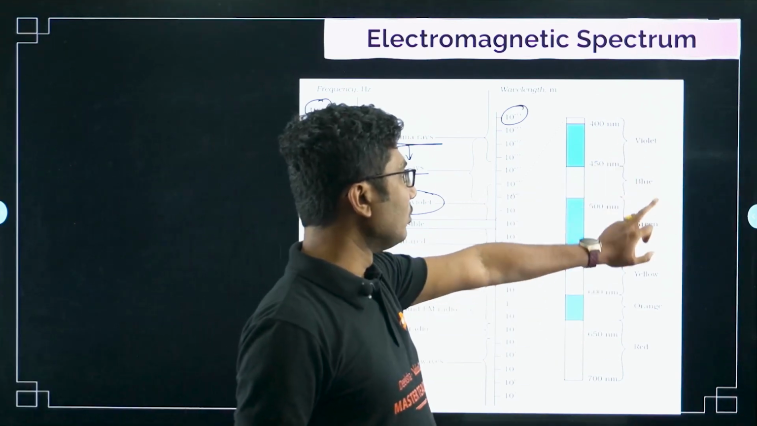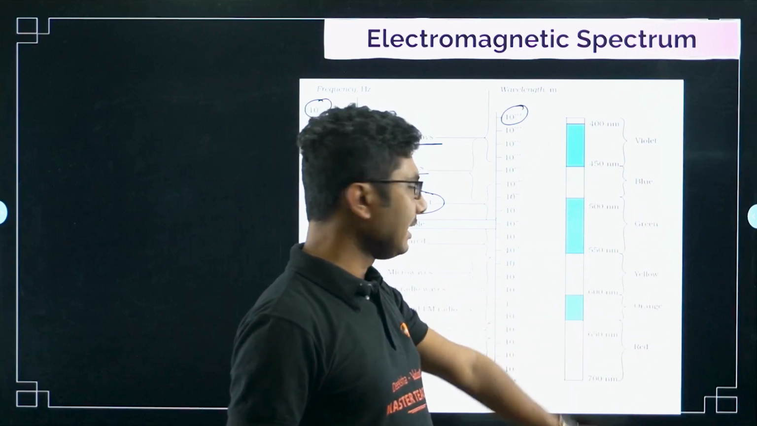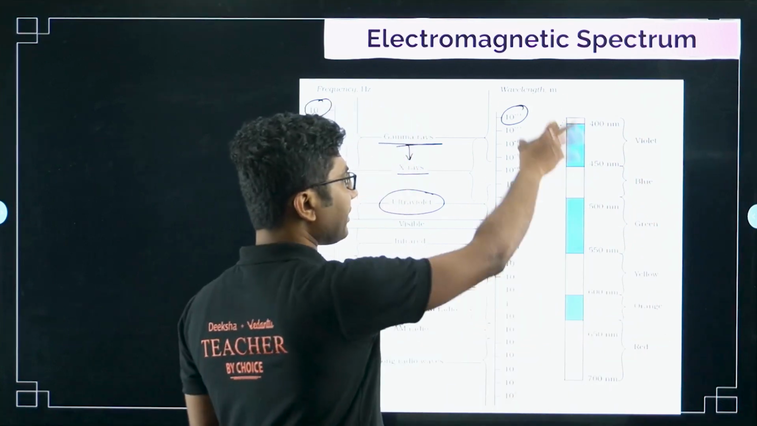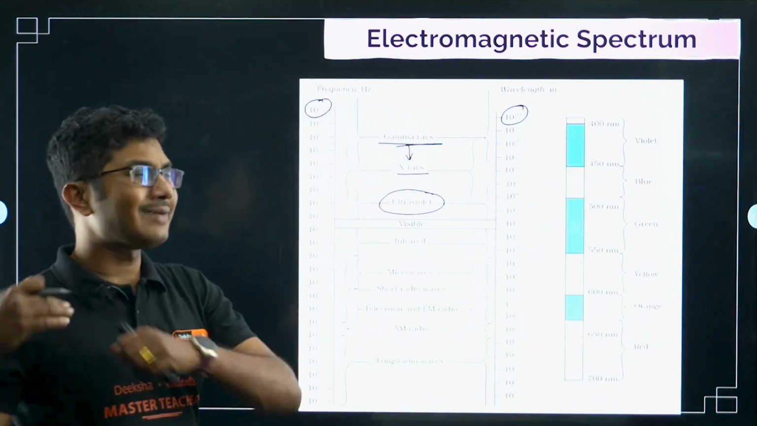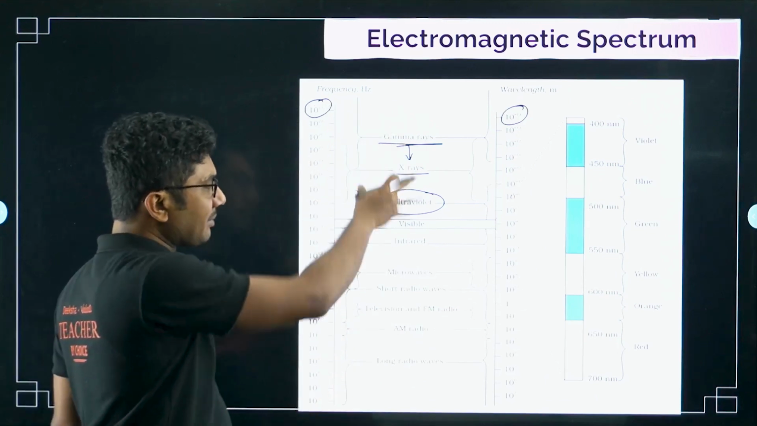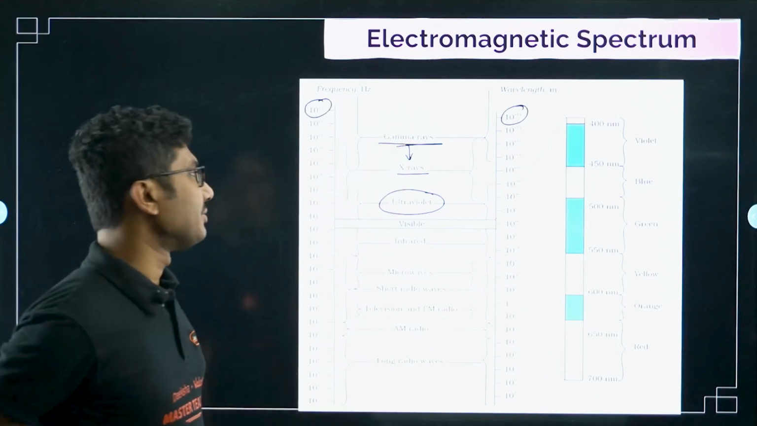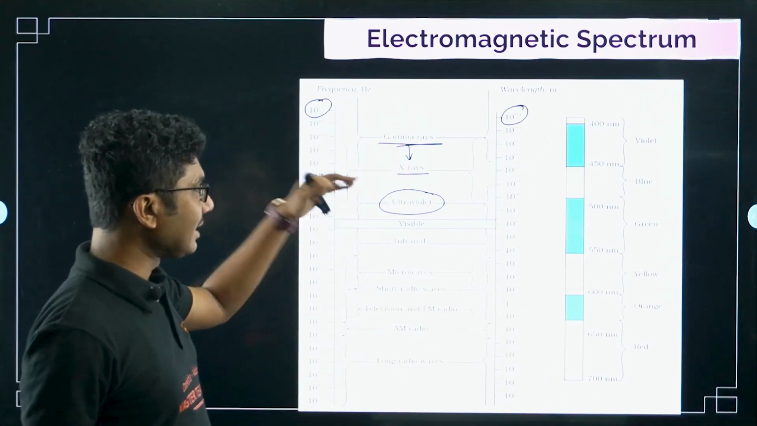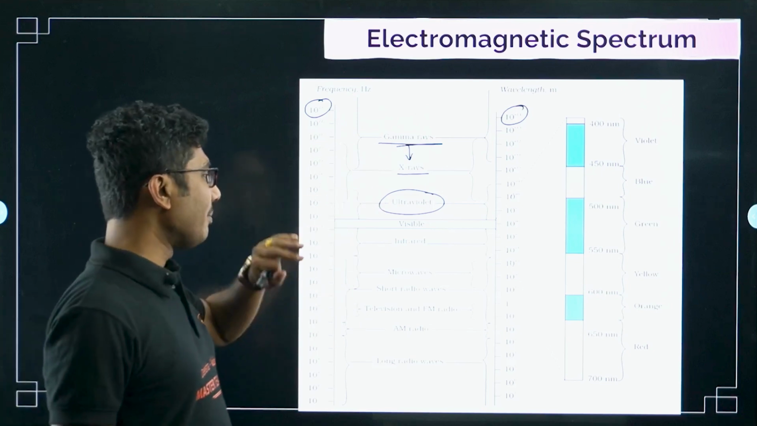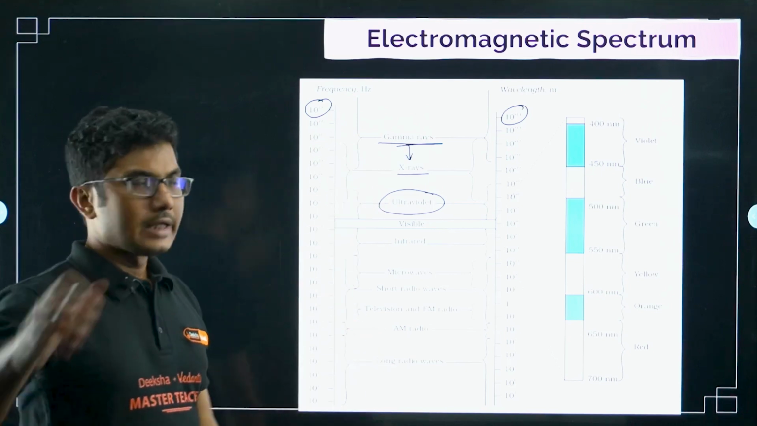Okay, violet, blue, green, yellow, orange and red. So this is the approximate wavelength range. You don't need to remember the values exactly, but if you remember the order, sometimes it helps. So gamma, X-ray, ultraviolet, visible, infrared, microwave, radio. Okay, so this is the order.